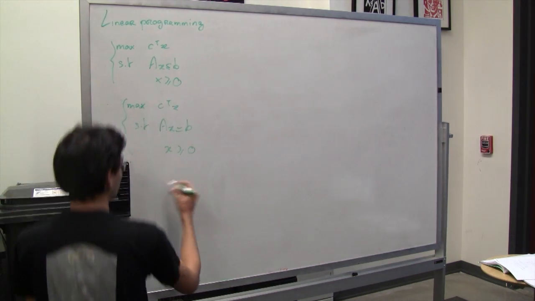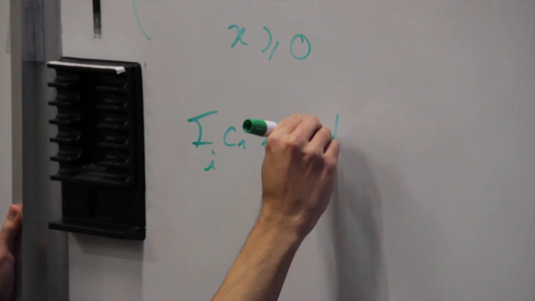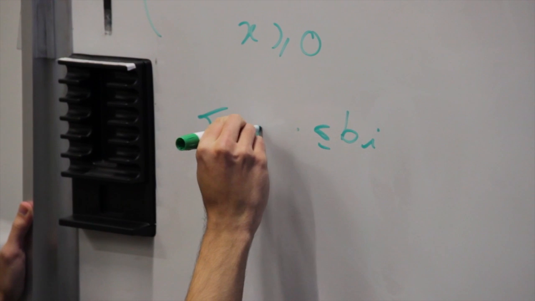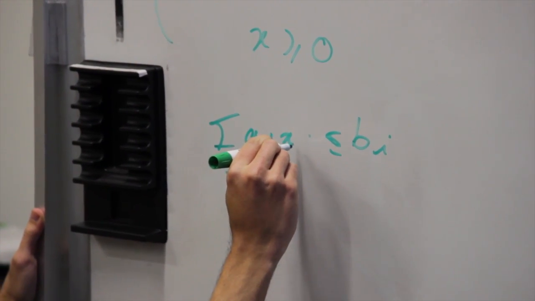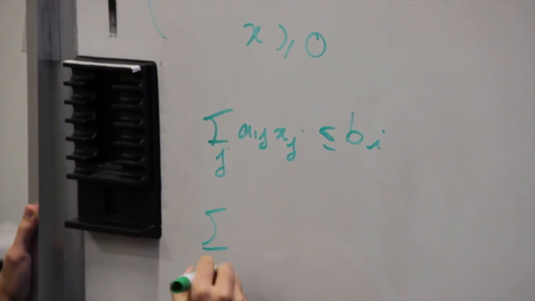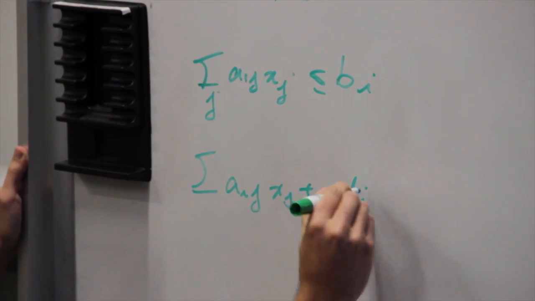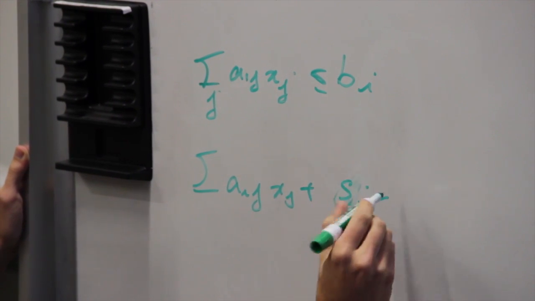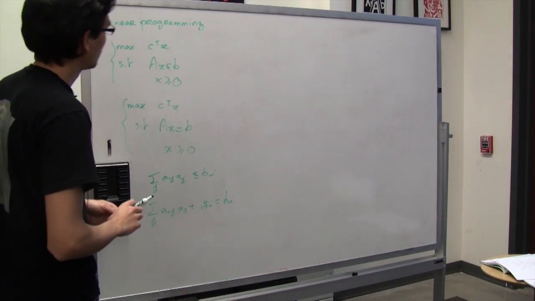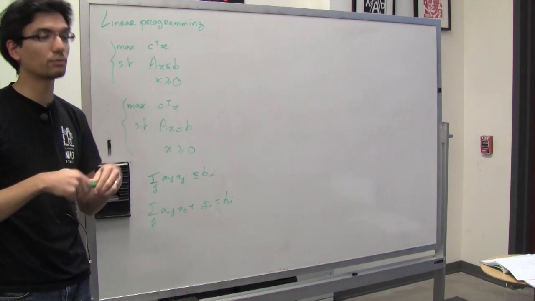If you want a quick reminder, basically the constraint sum of a_ij x_j can become an equality through sum of a_ij x_j plus s_i, let's call it s for slack variable, equal to b_i.